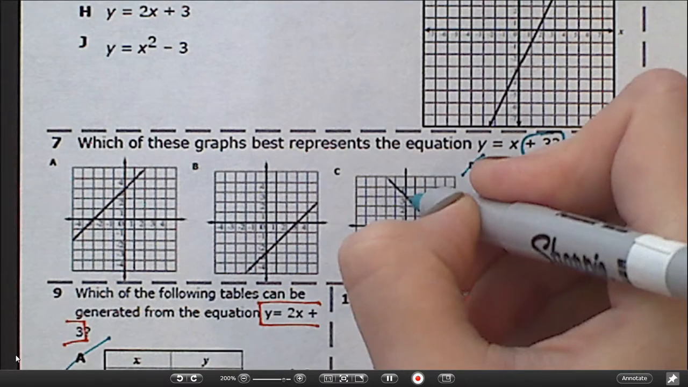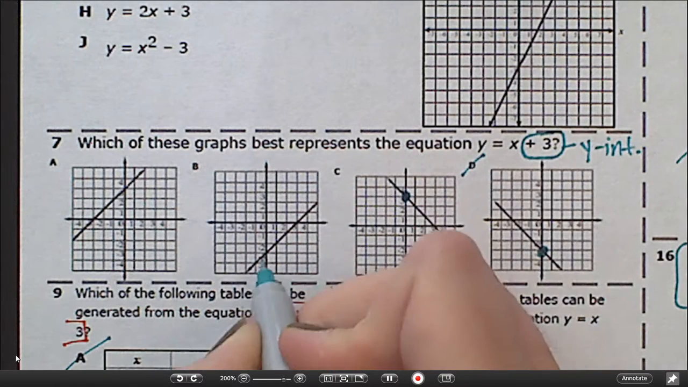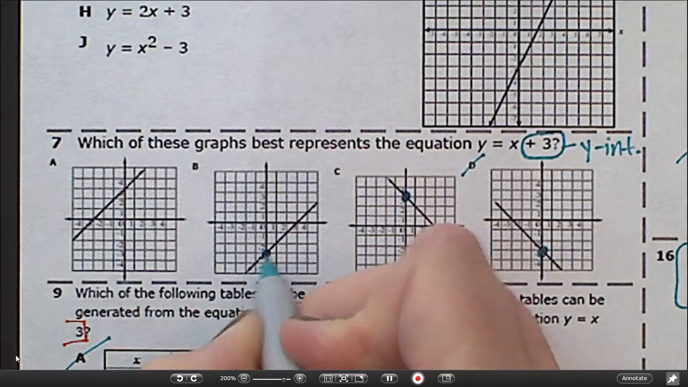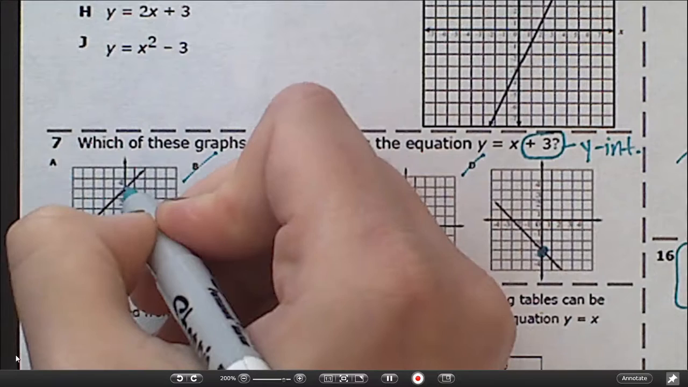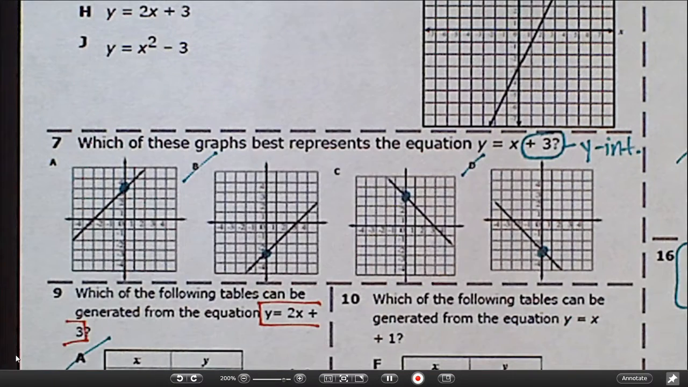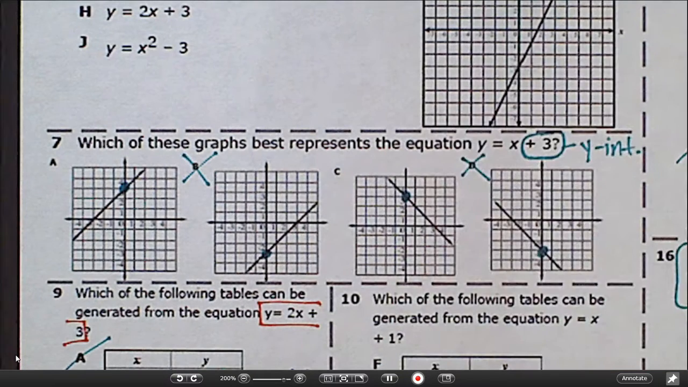This one is positive 3, so that might work. This one is negative 3, so it's not going to fit. And A is positive 3, so maybe. So I've narrowed it down now to 2 answer choices. Already I have a better chance of getting this question right because I broke it down and I narrowed it down to the proper y-intercept, positive 3.